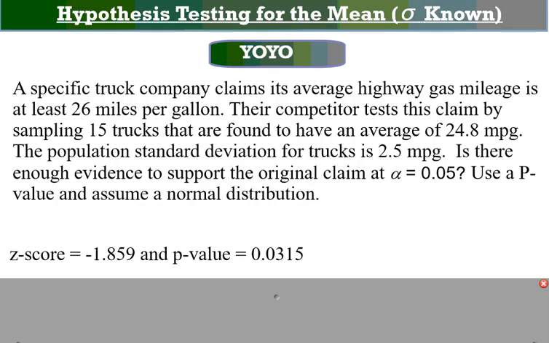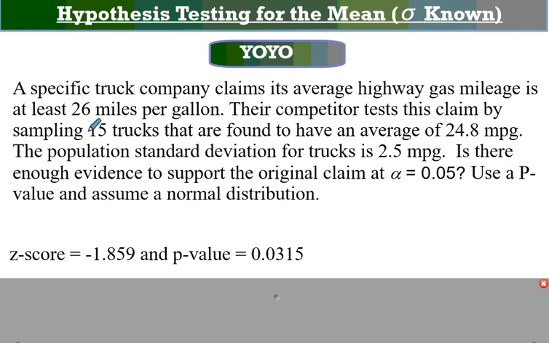Okay? Going to give you a chance to try one for yourself. So here's your scenario. You can use a calculator if you'd like to do the z-test, or you can run all 5 steps. A specific truck company claims its average highway gas mileage is at least 26 miles per gallon. Their competitor tests this claim by sampling 15 trucks that are found to have an average of 24.8 miles per gallon. The population standard deviation for trucks is 2.5 miles per gallon. Is there enough evidence to support the claim at a 5% level? Use a p-value and assume a normal distribution.